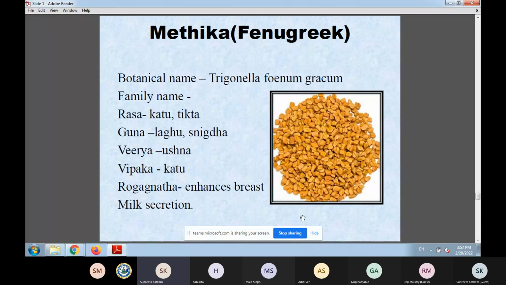Fenugreek, Methika, Trigonella foenum-graecum. Katu tikta rasa, laghu snigdha guna, ushna virya, katu vipaka. Enhances breast milk secretion. We are giving these fenugreek seeds or fenugreek leaves, making them into sabji or anything in a palatable form. It is advised to the postpartum lady, the lady who is in her lactation period. So this will help in increasing the breast milk. It acts as a galactagogue. It helps in the secretion of the breast milk.